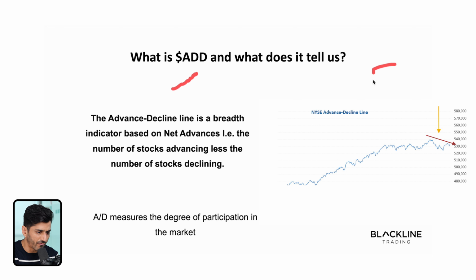Why? Because from all of these 3,000 stocks, the majority of the stocks are participating in the market move higher. As you can see, the way AD is calculated, it takes the number of stocks that are advancing and subtracts the number of stocks that are declining.